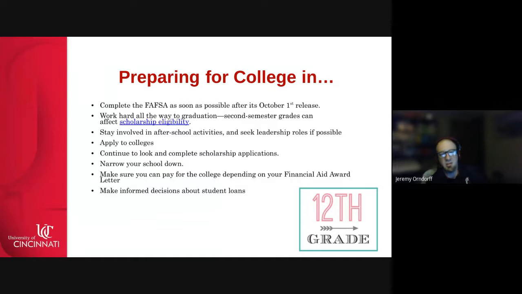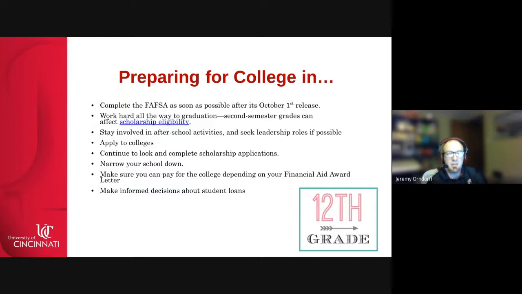As a senior, you're going to want to make sure that you're meeting the October 1st deadline, or shortly thereafter, for your FAFSA. You want to make sure you're still working hard academically all through graduation. You want to make sure you're staying as involved as possible with after-school activities, leadership roles, etc. That looks good for admissions applications and scholarships. Again, apply for colleges, meet deadlines. Continue to look for private scholarships. That's something you don't want to give up. Even once you get into school, you want to keep looking for private scholarships and keep applying for those.